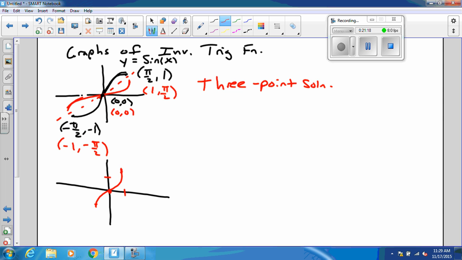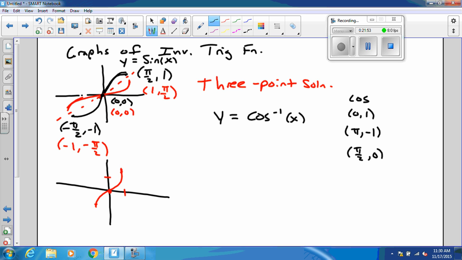We can do the same thing for inverse cosine. Let's choose our 3 points that we know on the cosine graph. We know 0, 1. We have 0, comma 1. Good. Cosine of 0 is 1. What else? What are the cosine values you know? Pi is negative 1. Good. Pi over 2 is 0. So that gives us 1, 2, 3 points.